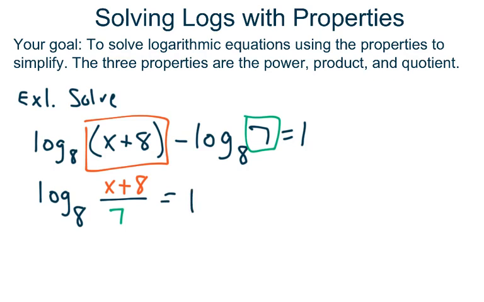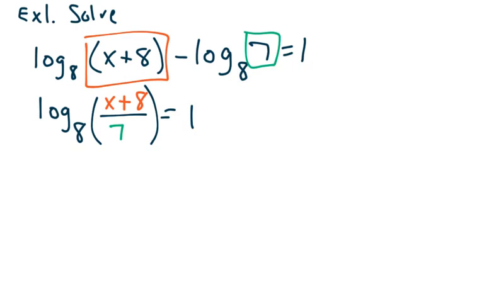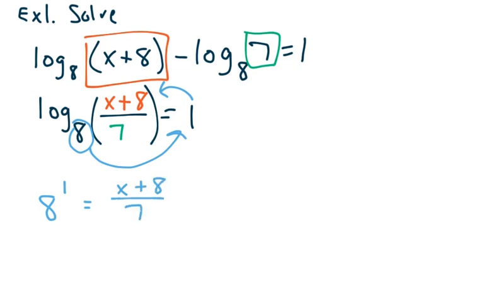Alright, now I can rewrite it as an exponential. So now we're back to the problems that we did a couple of classes ago. So we start with the 8, rewrite it to the first power, equal to the x plus 8 over 7. So it's 8 to the first power equals x plus 8 all over 7. Well, 8 to the first power is just 8, so I really don't need that 1 there. To help this a little bit better, I'm going to go ahead and rewrite the 8 as 8 over 1, just so that you can see that we have two fractions set equal to each other.